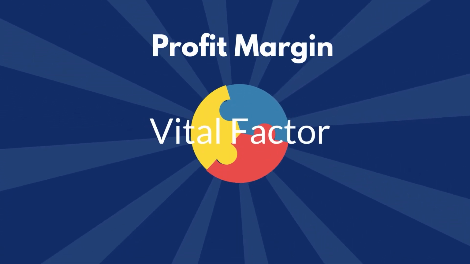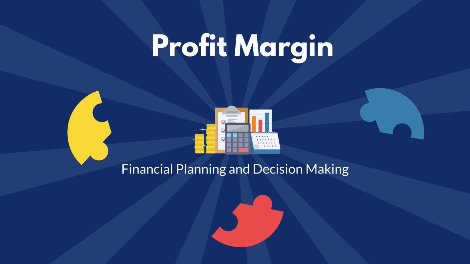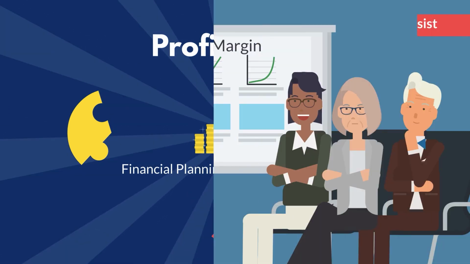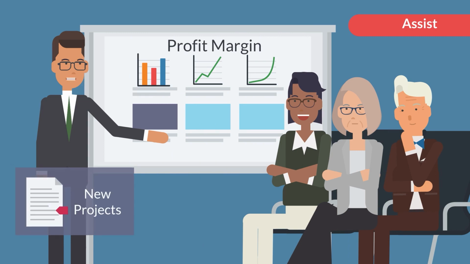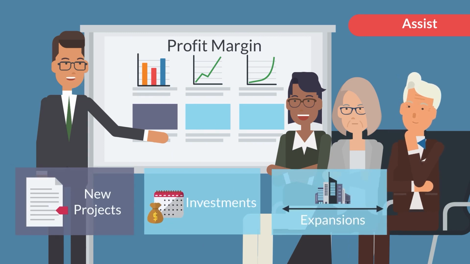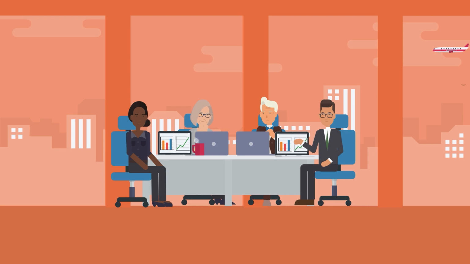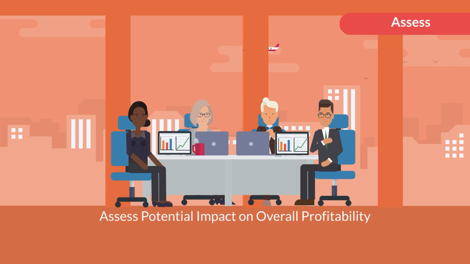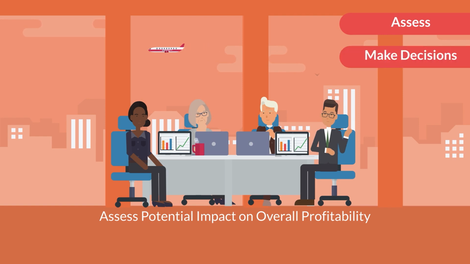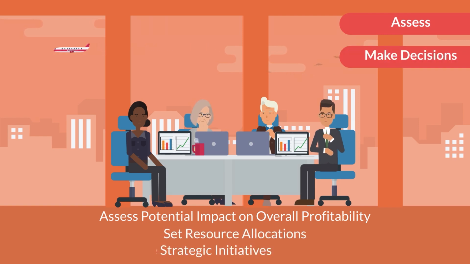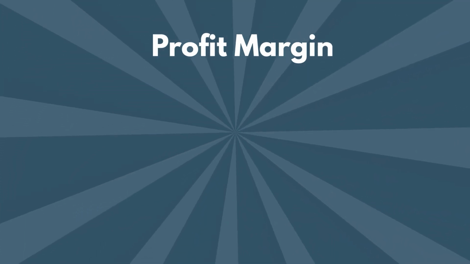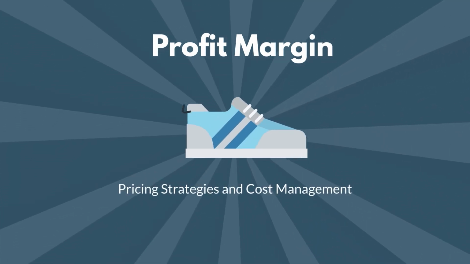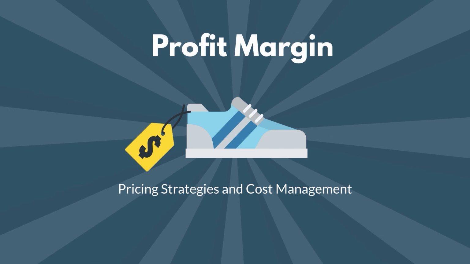Why is profit margin important? Profit margin is a vital factor in financial planning and decision-making. It assists businesses in evaluating the financial viability of new projects, investments, or expansions. By considering profit margins, companies can assess the potential impact on overall profitability and make informed choices about resource allocation and strategic initiatives.